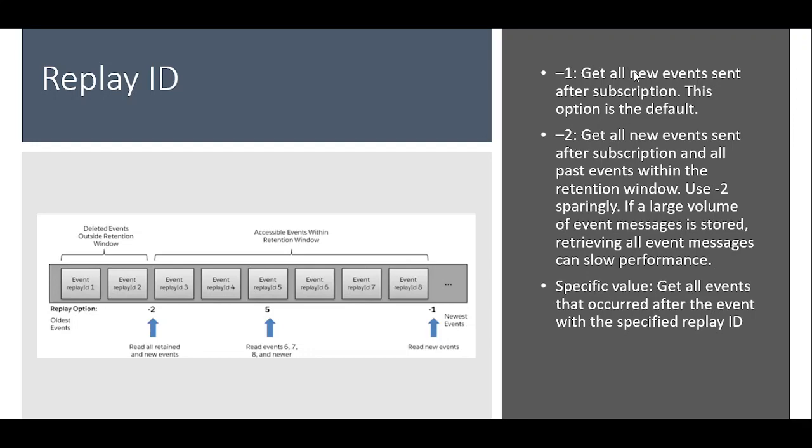So if I provide -1, it will give me all new events sent after subscription. So if today I have subscribed to a Java application, and I provide -1, then it will start receiving new events. It will not receive any event in last 72 hours. But if I provide -2, then it will start receiving all those events which are there in the retention window. So 3 to 8 I will start receiving if I just provide -2. But if I provide a specific value, for example 5, then I will start receiving 5, 6, 7, 8, and all the new events. I hope this is clear. So let's go to our next slide.